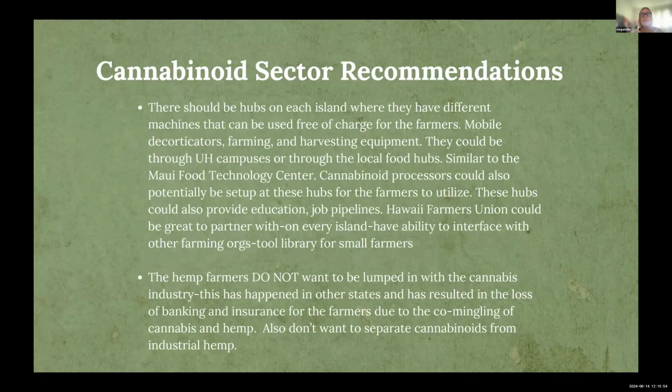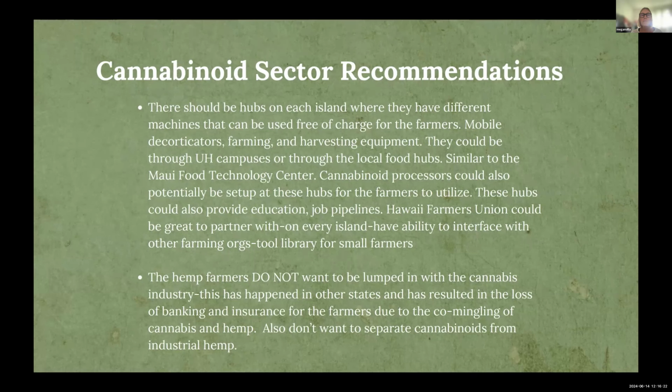Now onto some recommendations that the cannabinoid sector had. There should be some hubs on each island where they've got different machines that can be used free of charge for the farmers. Things like mobile decorticators, farming and harvesting equipment. It had been suggested that they could be done through the UH campuses or through local food hubs, similar to what the Maui Food Technology Center does. Cannabinoid processors could also be potentially set up at these hubs for the farmers to utilize.